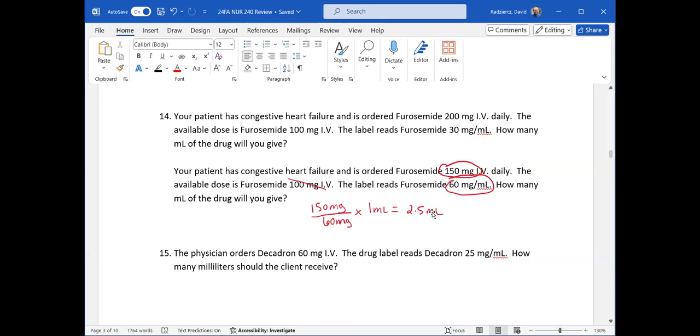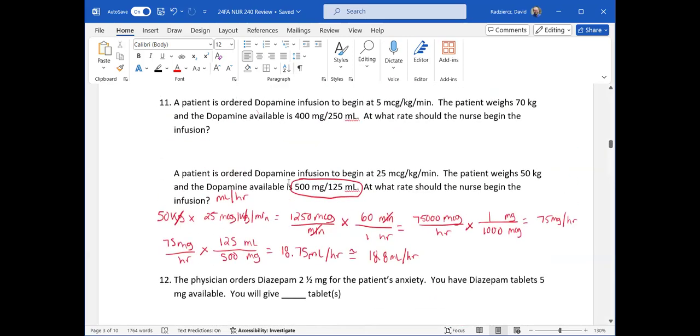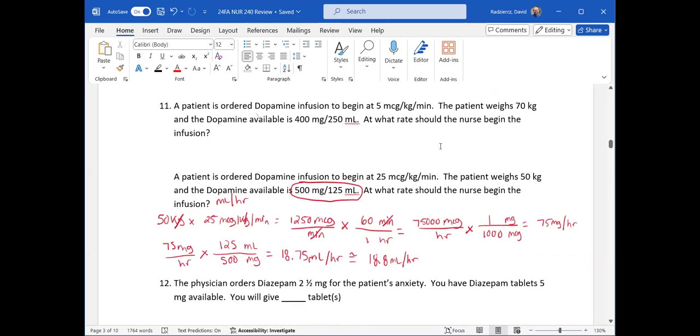Dr. Red, can I see question number 11? The practice I did, I got the wrong answer when I compared to the answer sheet. What did you get as your answer? I got 0.22, and the answer sheet is 22 only. Okay. Walk me through, tell me what you did.